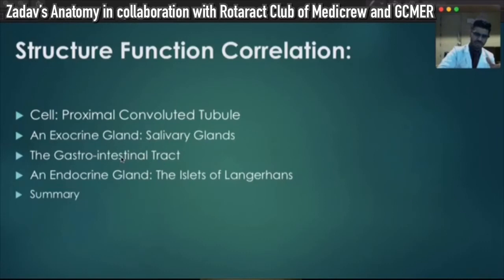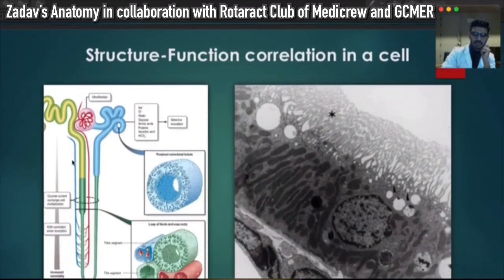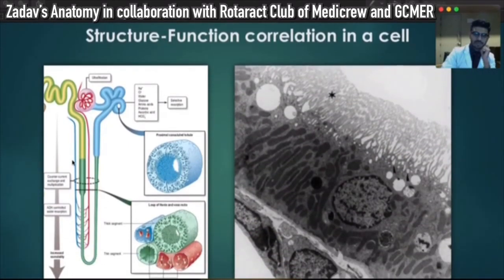Again, not a lot of details. Then finally, we'll speak about an endocrine gland, and the example I've taken is the islets of Langerhans in the pancreas.